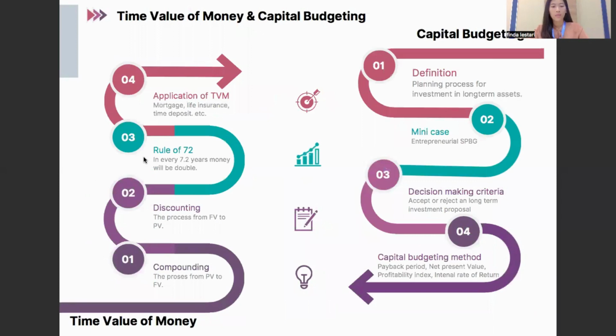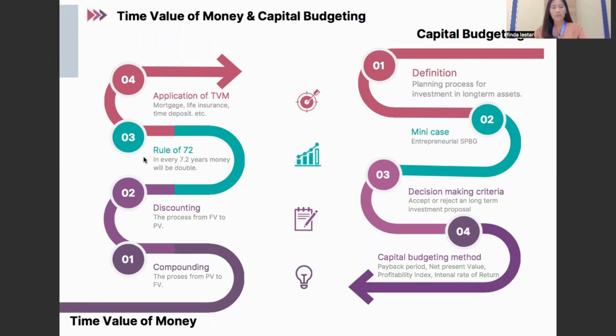And the next topic, we learned about the time value of money and capital budgeting. Here is the interesting part. Receiving $1 today is worth more than $1 in the future due to opportunity cost. The opportunity cost of receiving $1 in the future is the earnings we would have had if we had received the $1 sooner.